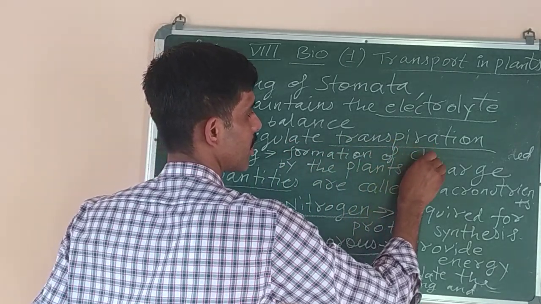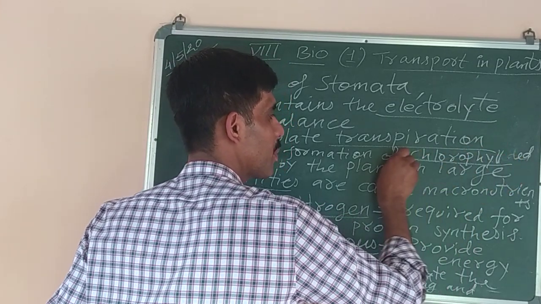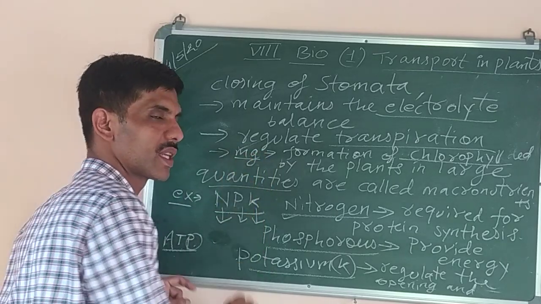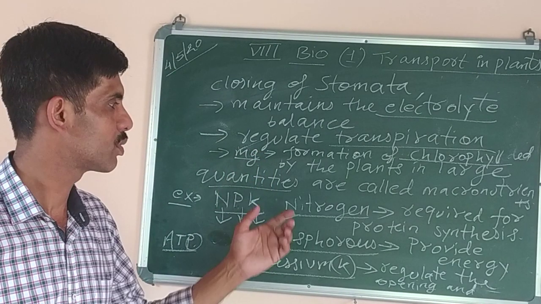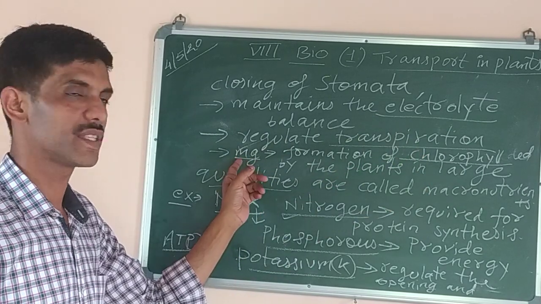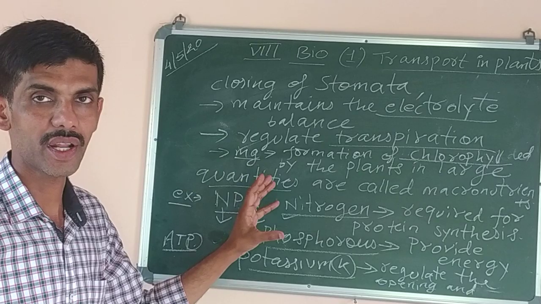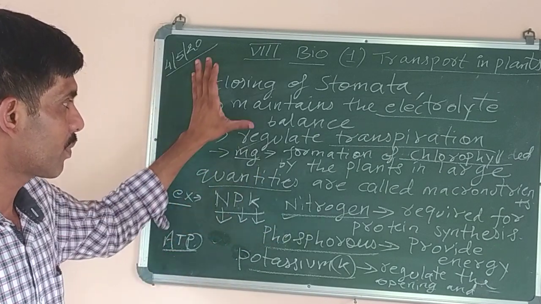Formation of chlorophyll. What is chlorophyll? It is a pigment which gives green color to the plants. Like if the leaves are green in color, it's due to the presence of chlorophyll. To make that chlorophyll, magnesium is required. It is found in the center of the structure of chlorophyll. Okay? So hope you have understood this one.